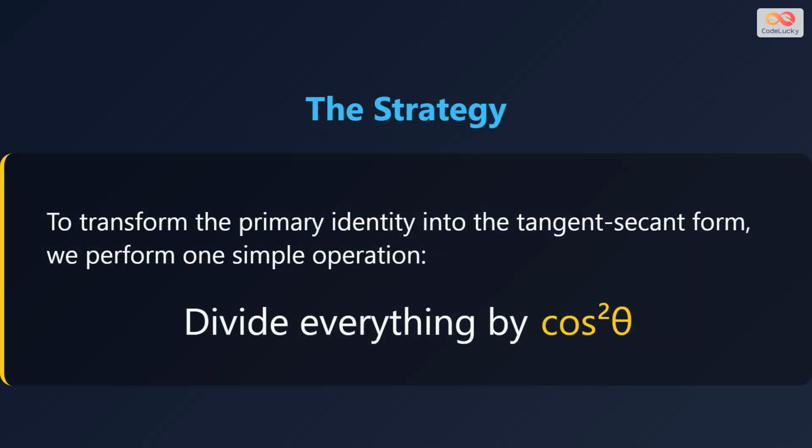So, how do we get from our starting equation to the new form? The strategy is simple but powerful. We will take our original Pythagorean identity and divide every single term by cosine²θ.